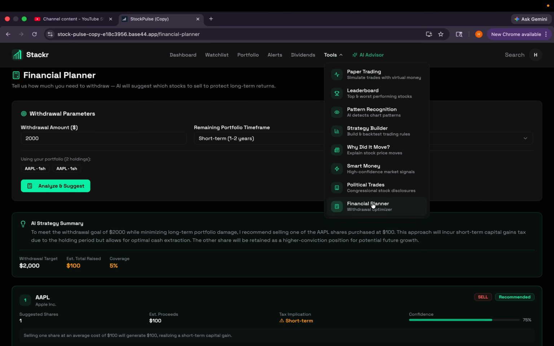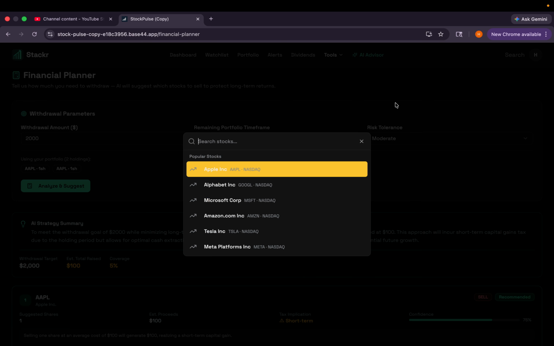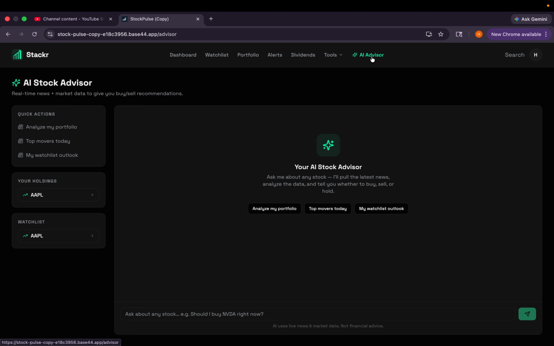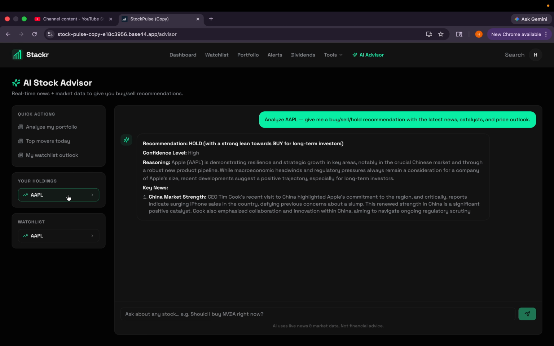Okay, and the thing that really defines us and sets us apart, I would believe, is the search bar and the AI advisor. Here with the AI advisor, we can see it tells us we previously have the holdings on the portfolio. So now I just told it to analyze what we have on the holdings, and to give me a buy, sell, or hold recommendation, looking at news, looking at the prices, and looking at things that could influence the market.